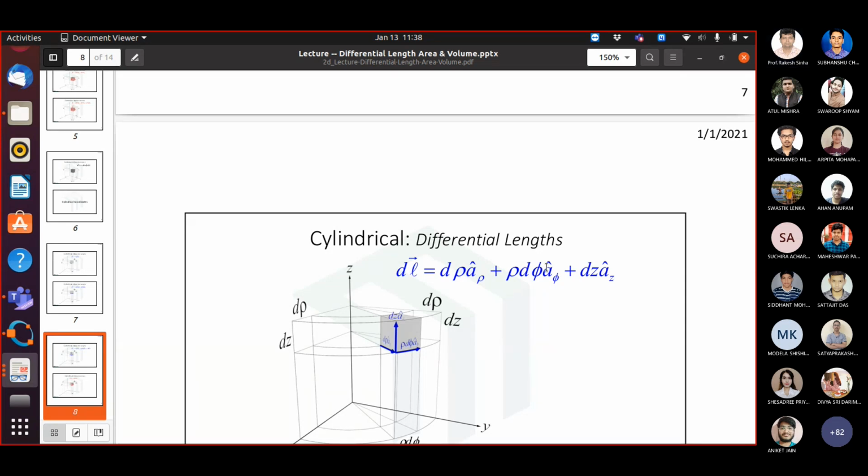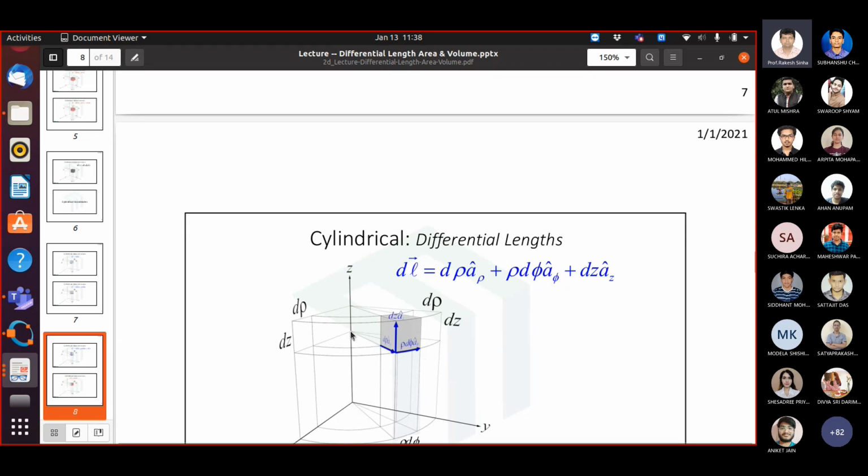But phi represents an angle. Phi is not a distance. You have seen one of the formulas for a triangle, the base. If you have a triangle and the angle is very small, then if del phi is very small, we can say this length is basically rho into del phi. Rho is the height here.